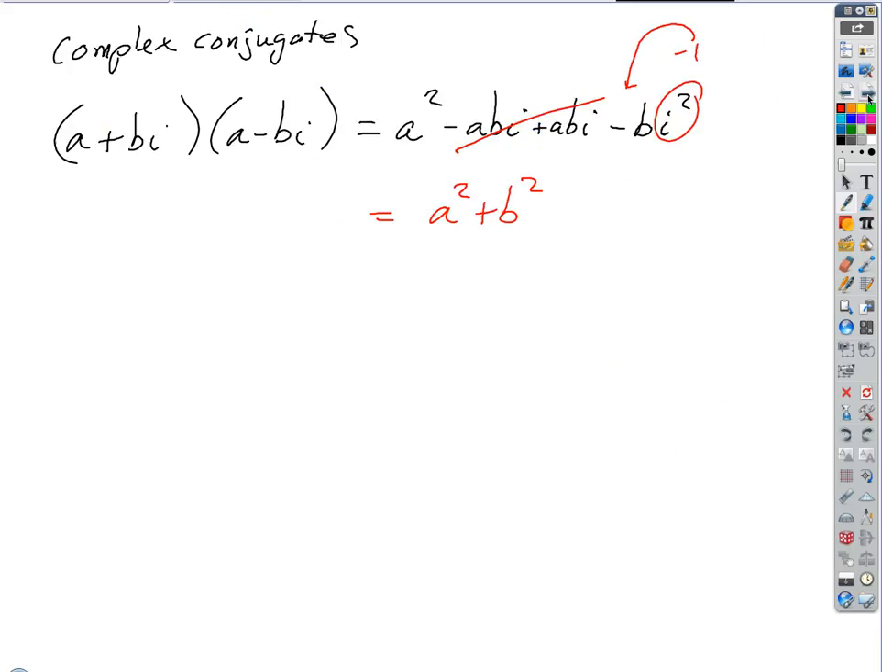So for example, if I multiply out, you tell me what this is going to be. If I multiply out 2 plus, or we just did that one. What if we take 4 minus 7i? What's the conjugate of that? 4 plus 7i.